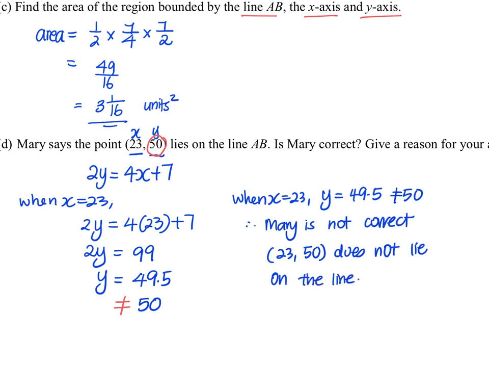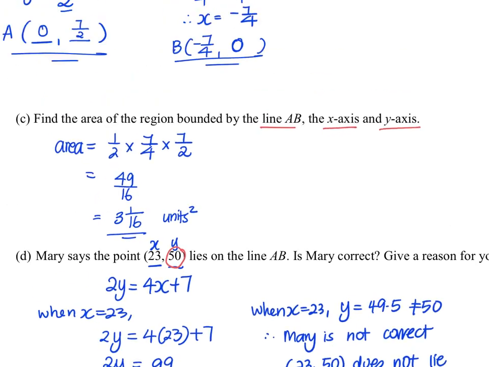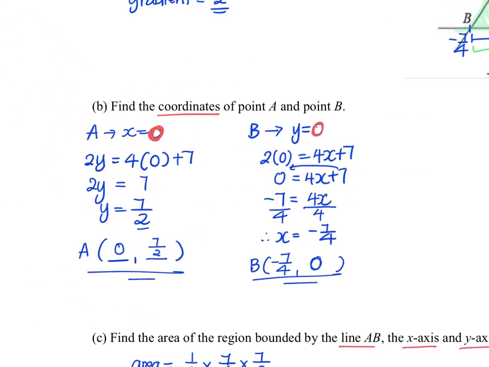Okay, it does not satisfy the equation. However, if you plug in one value, x equals 23, and you work it out and y is really 50, so that the numbers tally, then you can say that Mary is correct because the point lies on the line itself.